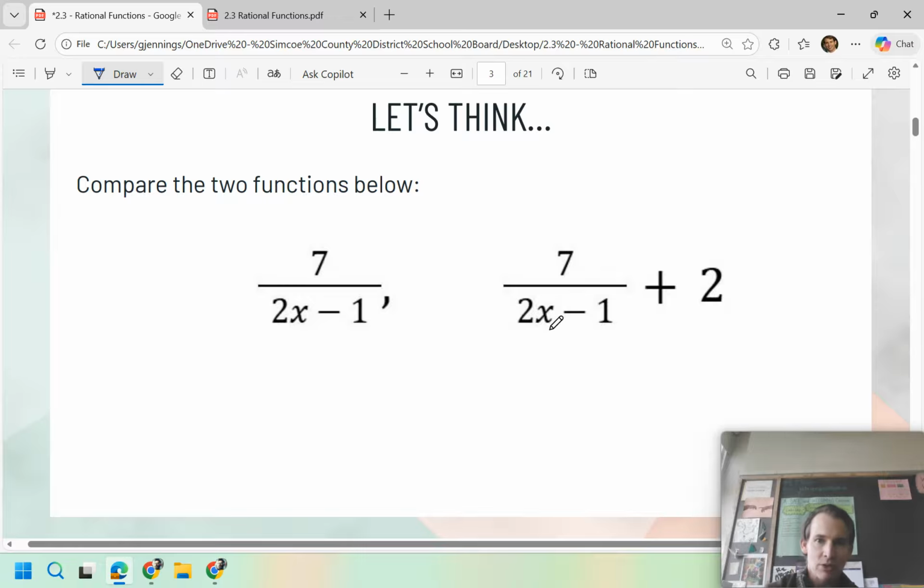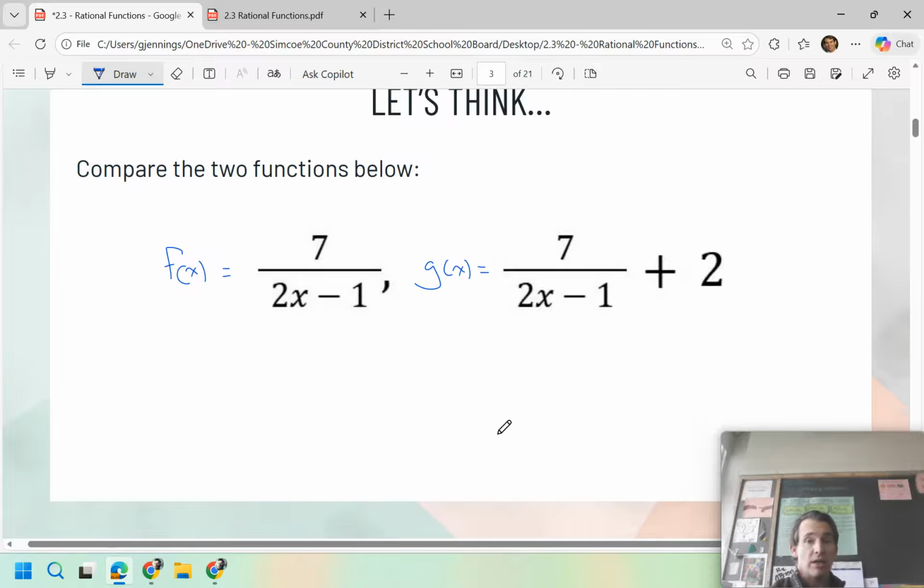All right, so let's compare these. If we have this function, f of x is equal to 7 over 2x minus 1, that's something we've looked at before. What's the difference between f of x and g of x? G of x is basically f of x just shifted up by 2. We just have a vertical translation by 2. Add 2 to every output. It's a C transformation, a vertical translation from grade 11. So that's all that is.